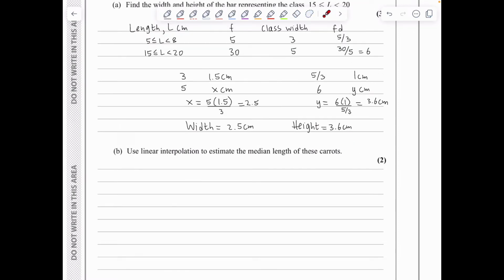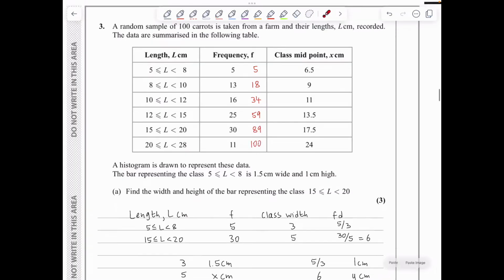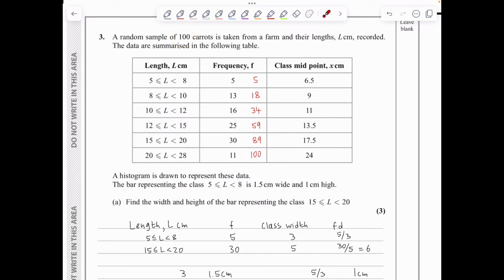We are then asked to use linear interpolation to estimate the median length, so I will first go back to my frequency table and fill in next to the frequencies the cumulative frequency, which means that I've got 5, then 5 plus 13 is 18, plus 16 is 34, plus 25 is 59, plus 30 is 89, plus 11 is the 100, which is the total that was given in the question. Now for the median, the middle value, I will be doing 100/2, which is 50, and therefore I conclude that the median value, the median length, is in this class.